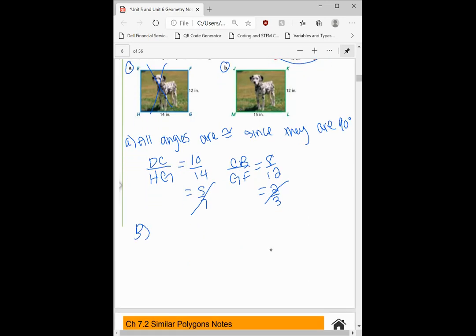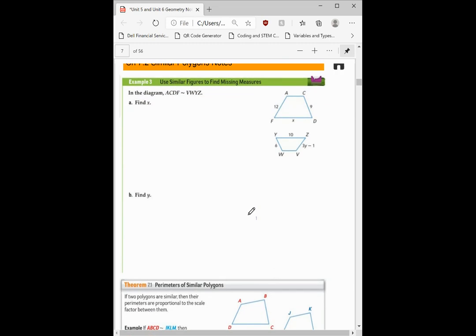Let's look at B. The first part in B is going to be the same. Now let's look at the second part. So we have DC over ML, so 10 over 15, and CB over LK, 8 over 12. So 10 over 15 reduces to 2/3, and 8 over 12 reduces to 2/3. Since 2/3 is equal to 2/3, then that means they have corresponding sides. So that means they're going to use this one. So that means B is correct, but A is not correct. Okay? Let's look at example 3.